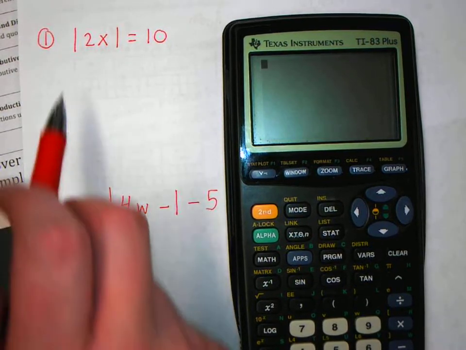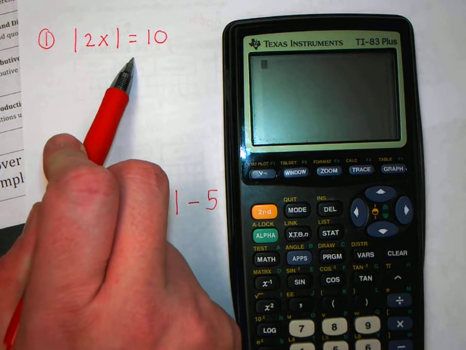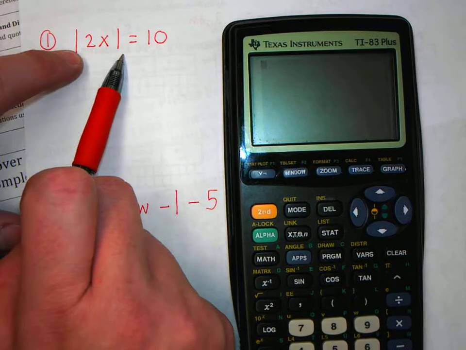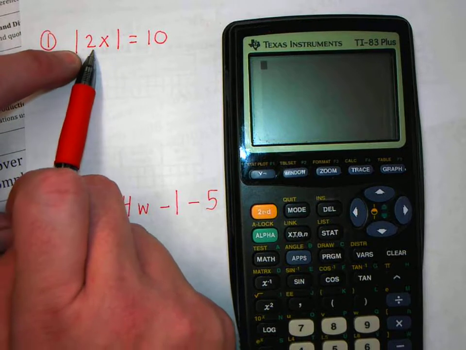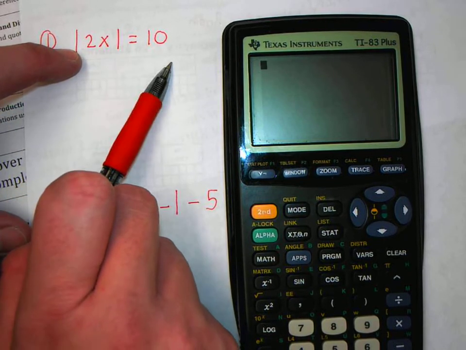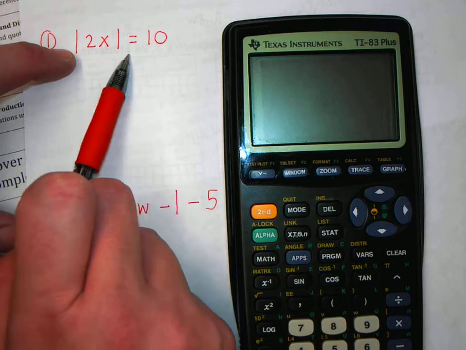So I'm going to be showing you how to solve this using a graphing calculator. You should know how to solve this by hand. Okay, absolute value means make it positive. So 2 times what number gives me a positive 10, and that is 5. 2 times 5 is 10.